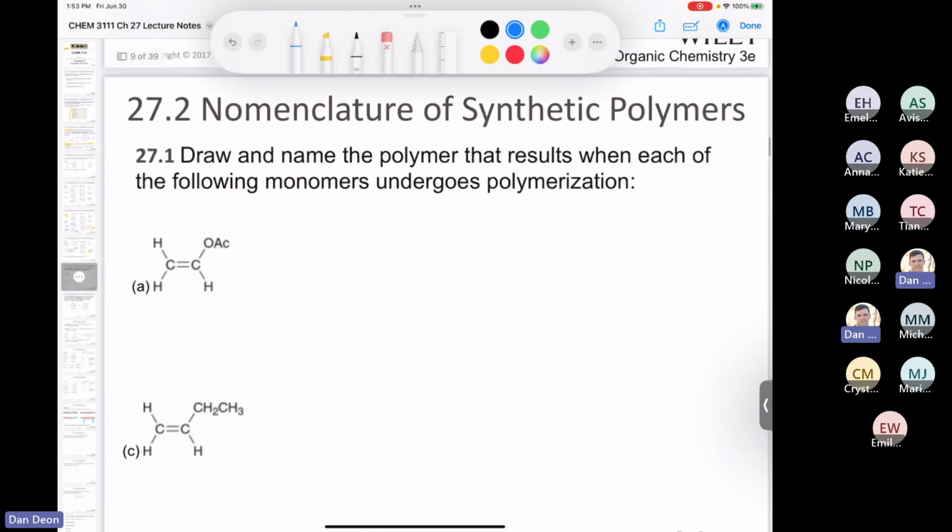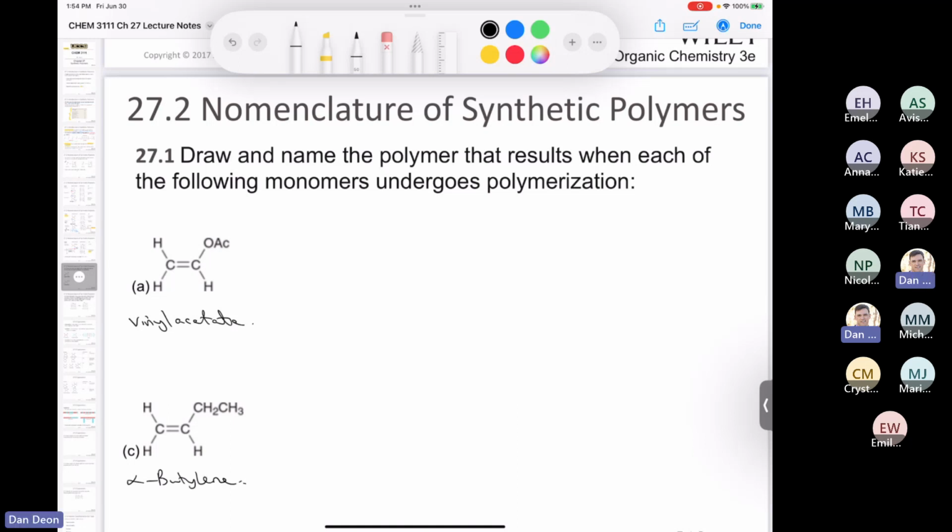So this one just says draw and name the polymer that results when each of the following monomers undergoes polymerization. And again, this is probably another point where my students will interrupt me and say, Mr. Dion, do I really have to know that the name of this molecule is vinyl acetate? And I would say no. I would give you the name. So this one is vinyl acetate, and this compound is called alpha butylene.